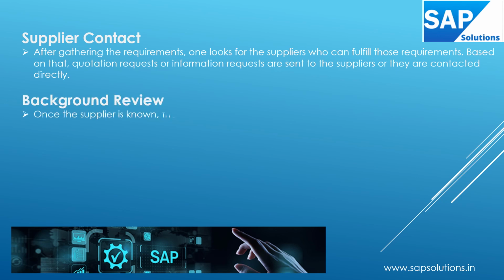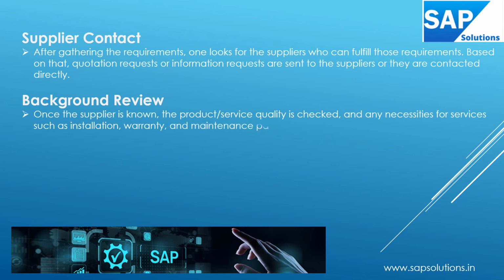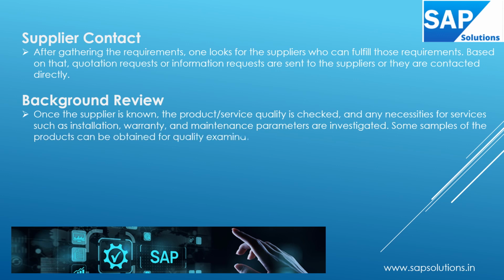Background review. Once the supplier is known, the product service quality is checked, and any necessities for services such as installation, warranty, and maintenance parameters are investigated. Some samples of the products can be obtained for quality examination.